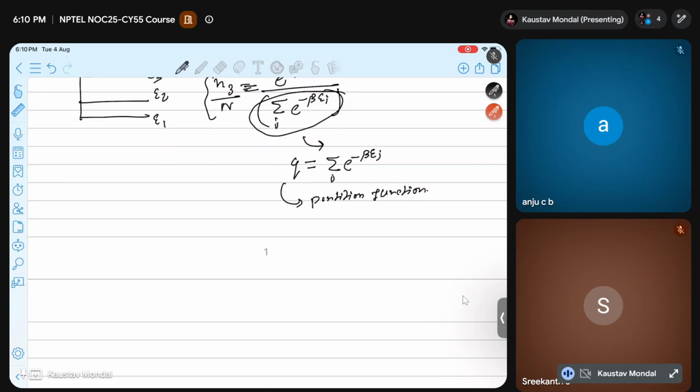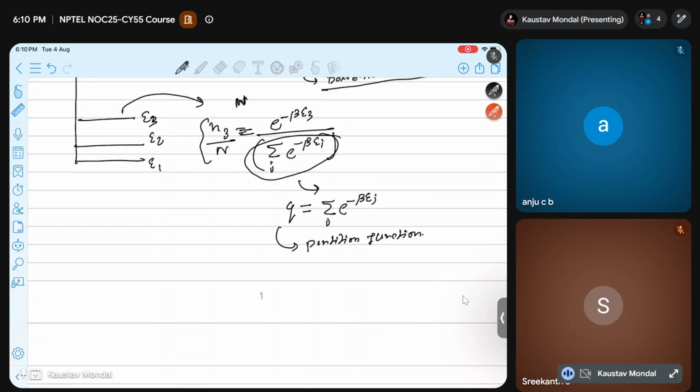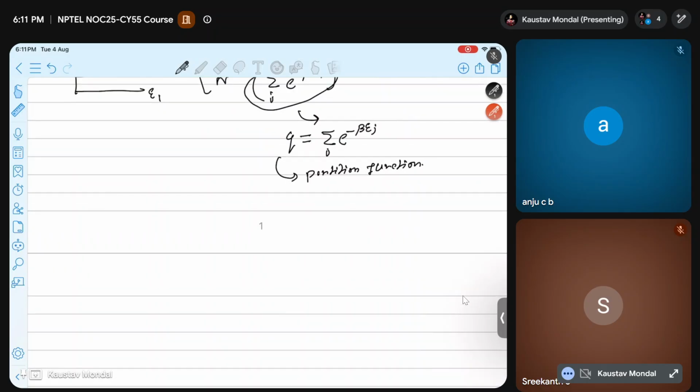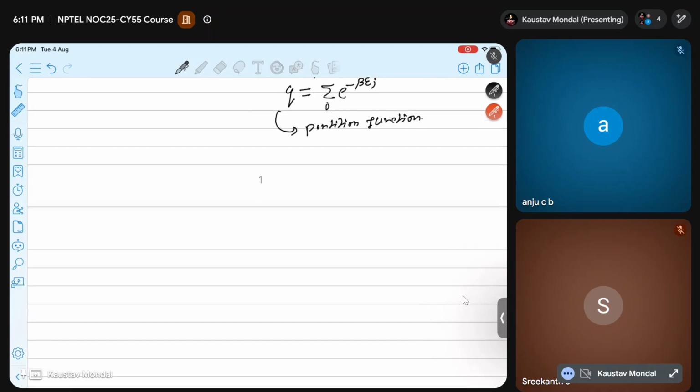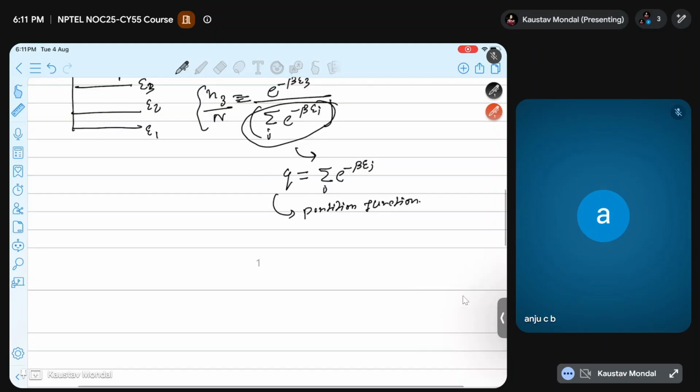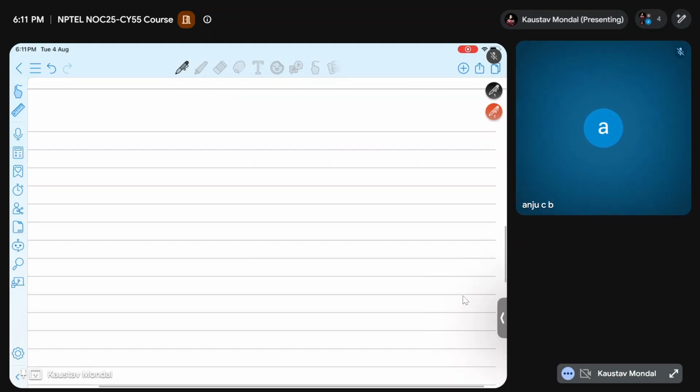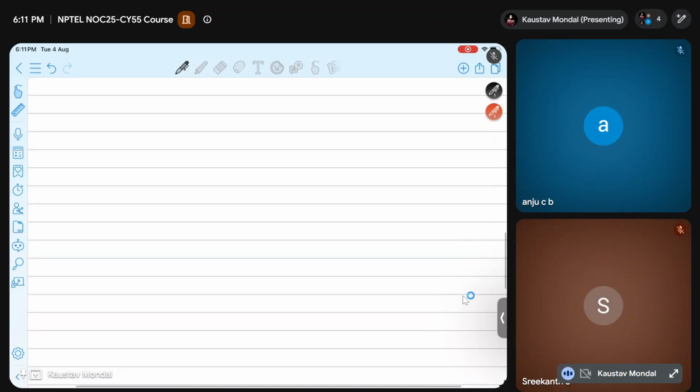Before dealing with any problem related to statistical mechanics, if possible, always first calculate the partition function of the system. In later tutorials you will see that using the partition function you can calculate any equilibrium thermodynamic quantity of that particular system. Next we discussed the behavior of this partition function at different temperature scales.